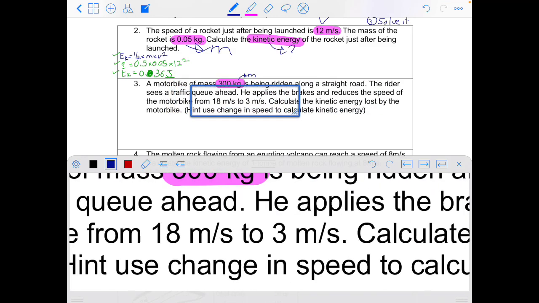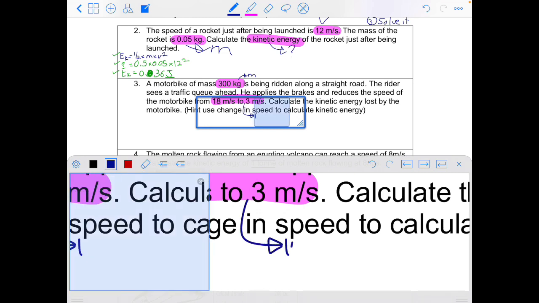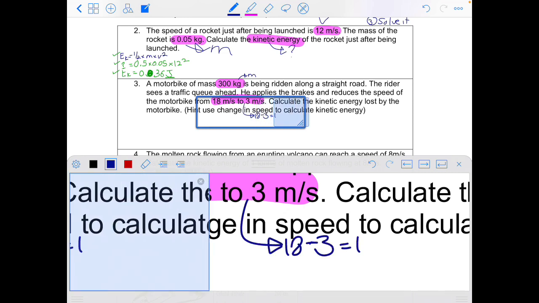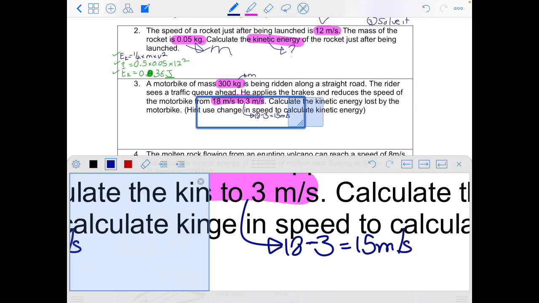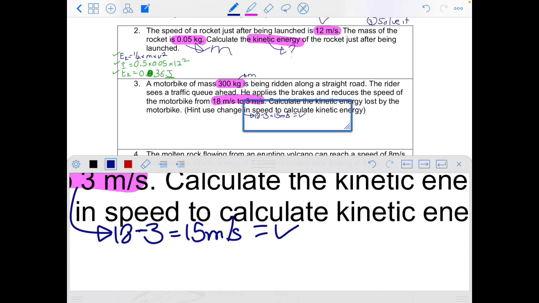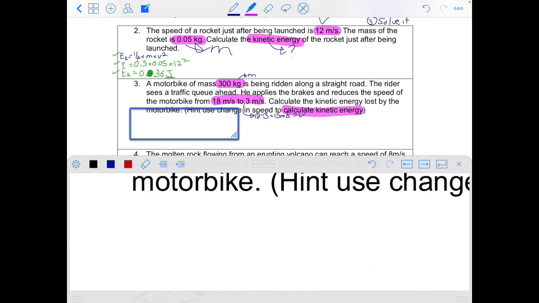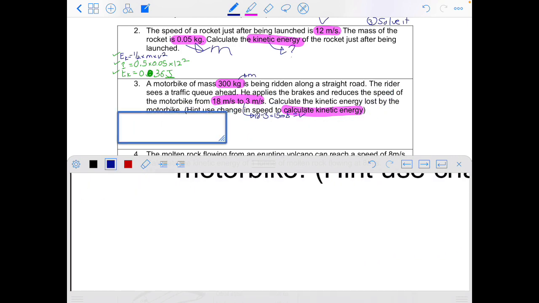We have a change in speed. And so remember, the energy is how much energy is used to change speed or to maintain that speed. So the change in speed, we have 18, subtract 3, which is 15 meters per second, is our speed. And then it's calculate the kinetic energy. So that is what we need to find out. So again, go through the steps, check in a minute.